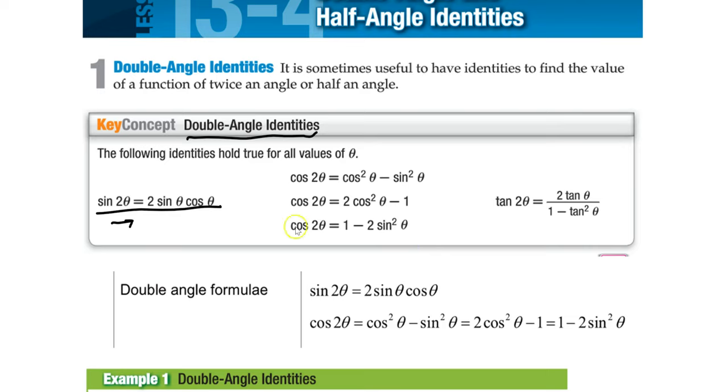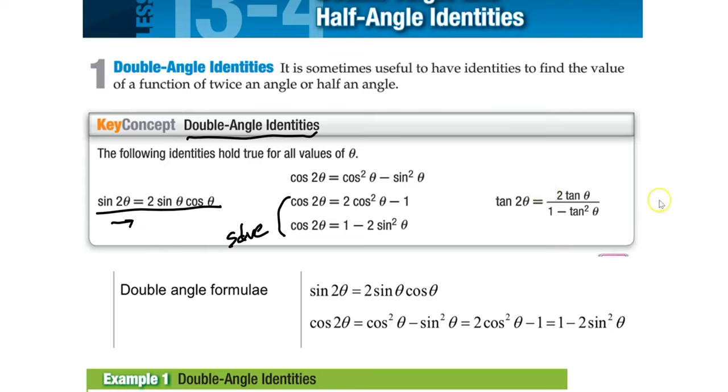Cosine 2x has three different versions. They're all equally correct, right? There's cosine squared minus sine squared, which I use a lot for the problems we're going to do down here. Sometimes you want to change it to 2 cosine squared minus 1. Sometimes you want to change it to 1 minus 2 sine squared. These are more used for solving, which we'll talk about in the next lesson. These are to solve, so they're much more helpful to solve than anything else. This is to simplify, to find the exact value for.